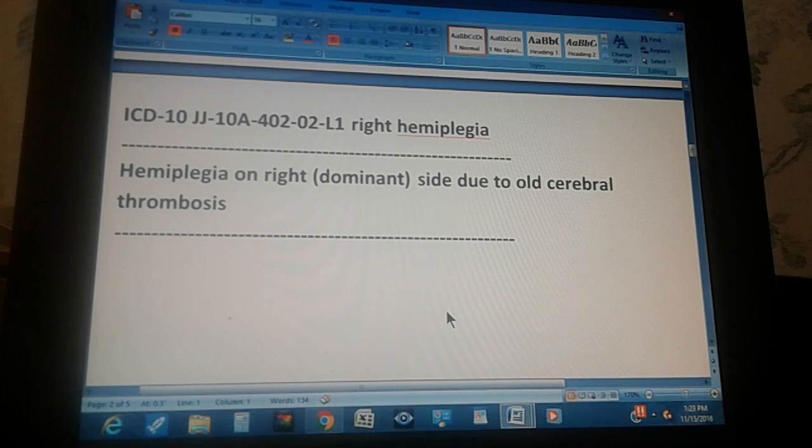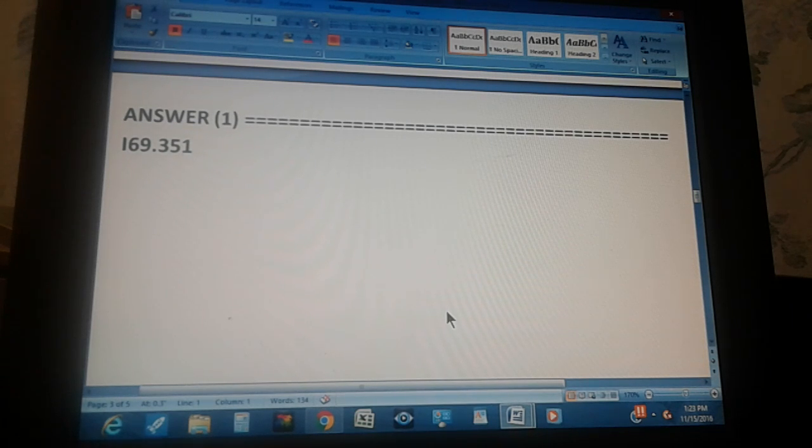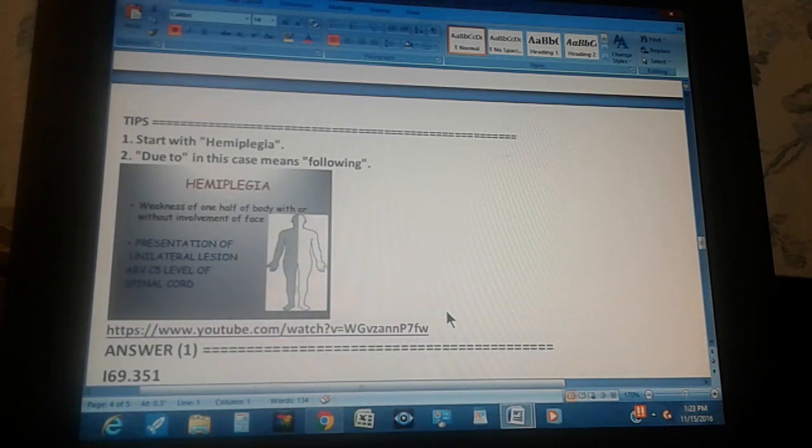Now we're going to count to 3 so you can give us the ICD-10-CM code for this. 1, 2, 3. The answer is I69.351. Did you get that? If you got that, congratulations. If you didn't get it, let's give you a tip or a couple of tips.